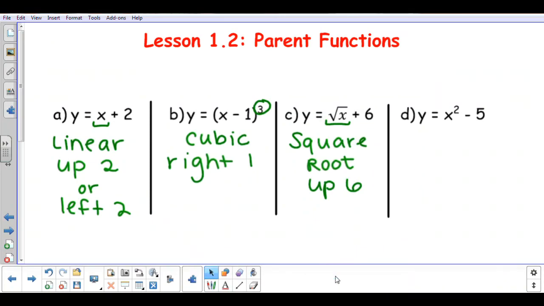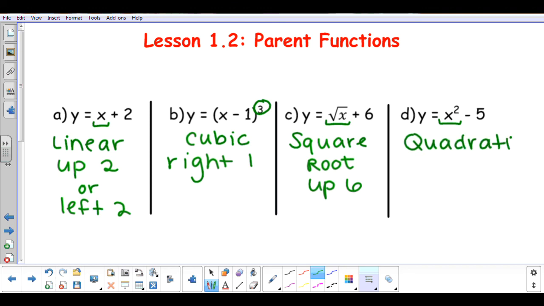And then our last one here, we have y equals x squared subtract 5. So if I look at my x, it has an exponent of 2, and the only parent function that we had the rule of with the exponent of 2 would be a quadratic. And as we've done previously, I'll put this in the calculator to figure out its transformation.